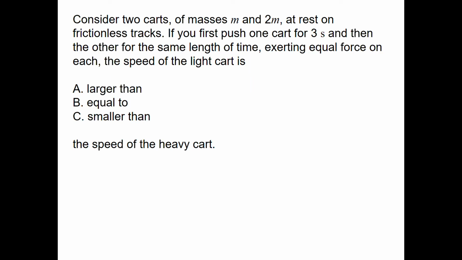Here we have 2 carts. One has twice the mass of the other one, and they're on frictionless tracks. If we push one cart for 3 seconds, and then we push the other for the same 3 seconds, and we exert an equal force on each, how does the speed of the light cart compare to the speed of the heavy cart? Is it larger, equal to, or smaller than?